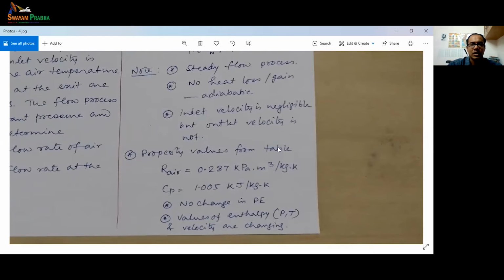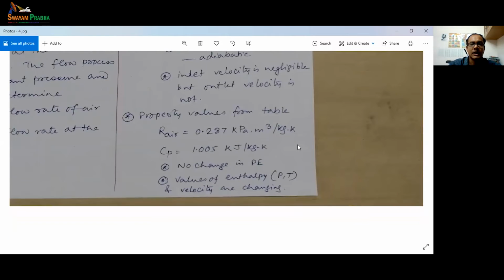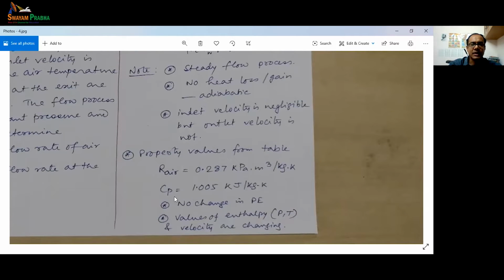So what we require: this is air, so we need to look up the property for air, and you have seen how to do that in earlier tutorials. The first thing is the gas constant for air, which is 0.287 kilopascal meter cube per kg Kelvin, which you can also say kilojoule per kg Kelvin. Kilojoule is the same as kilopascal meter cube. And the specific heat at constant pressure is 1.005 kilojoule per kg Kelvin.